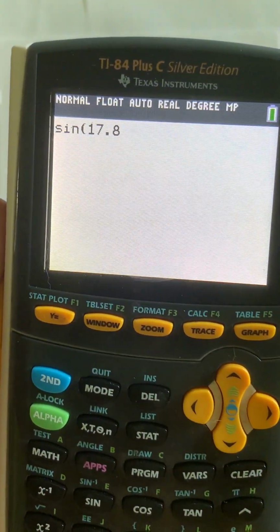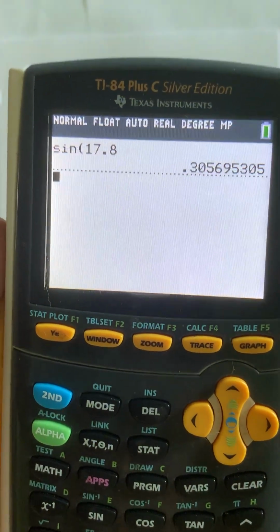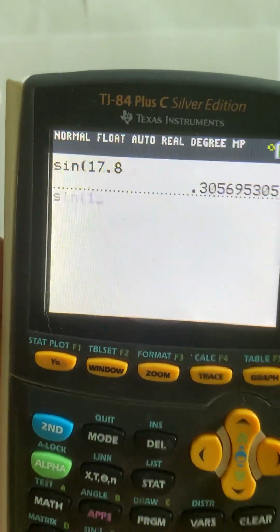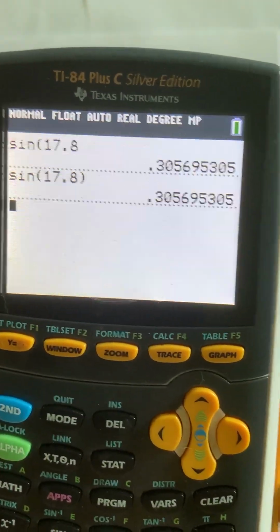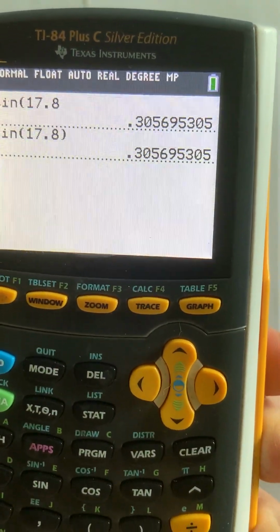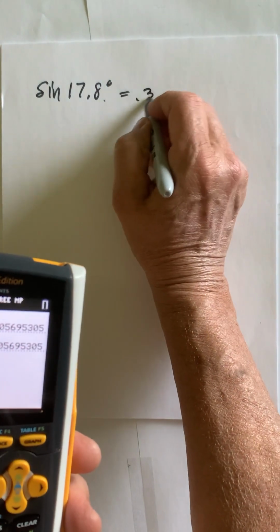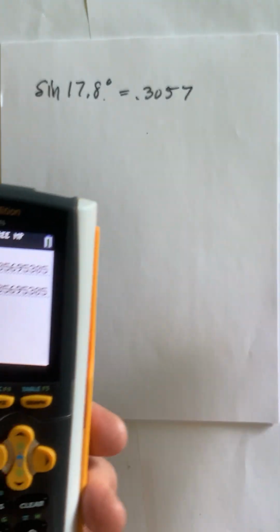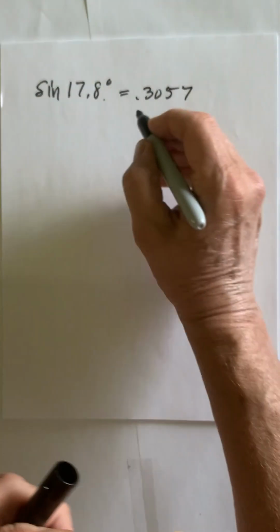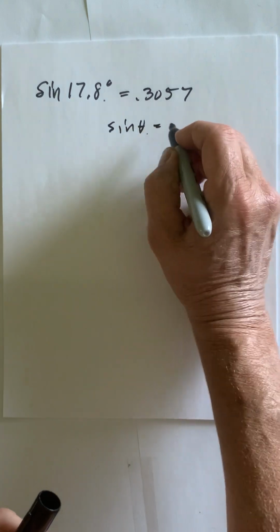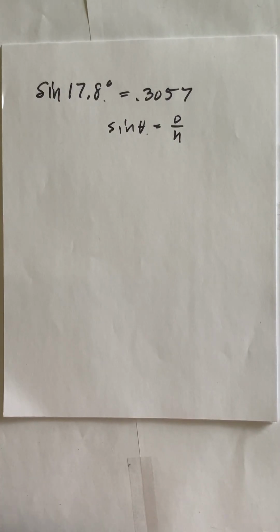You can either close the parentheses or not. I'm not going to close it just so you can see you get the same answer right there. And then if I did it where I closed it, same answer, right? 0.30569, which we'll round to 0.3057. And what that's saying is, if you recall, the sine of an angle is the length of the opposite side of the right triangle to the hypotenuse. So this is basically saying that the length of the opposite side is a little less than 1/3 the length of the hypotenuse on your right triangle, just to give you context.